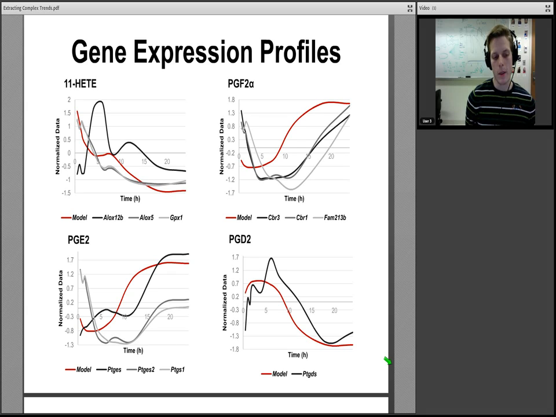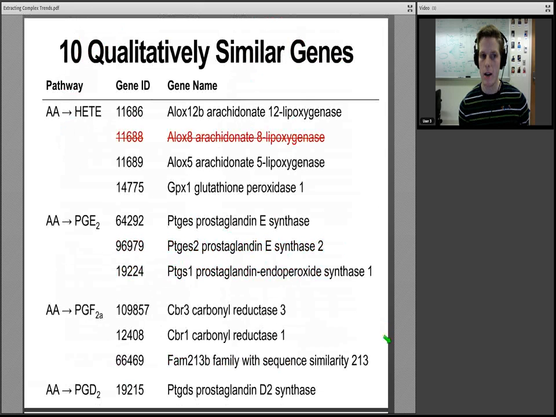So, while maybe the prediction of one gene might not be that interesting, the prediction of all the genes as a whole is an intriguing finding. And in fact, of the 11 genes initially identified, 10 showed a qualitative similarity to our model prediction.